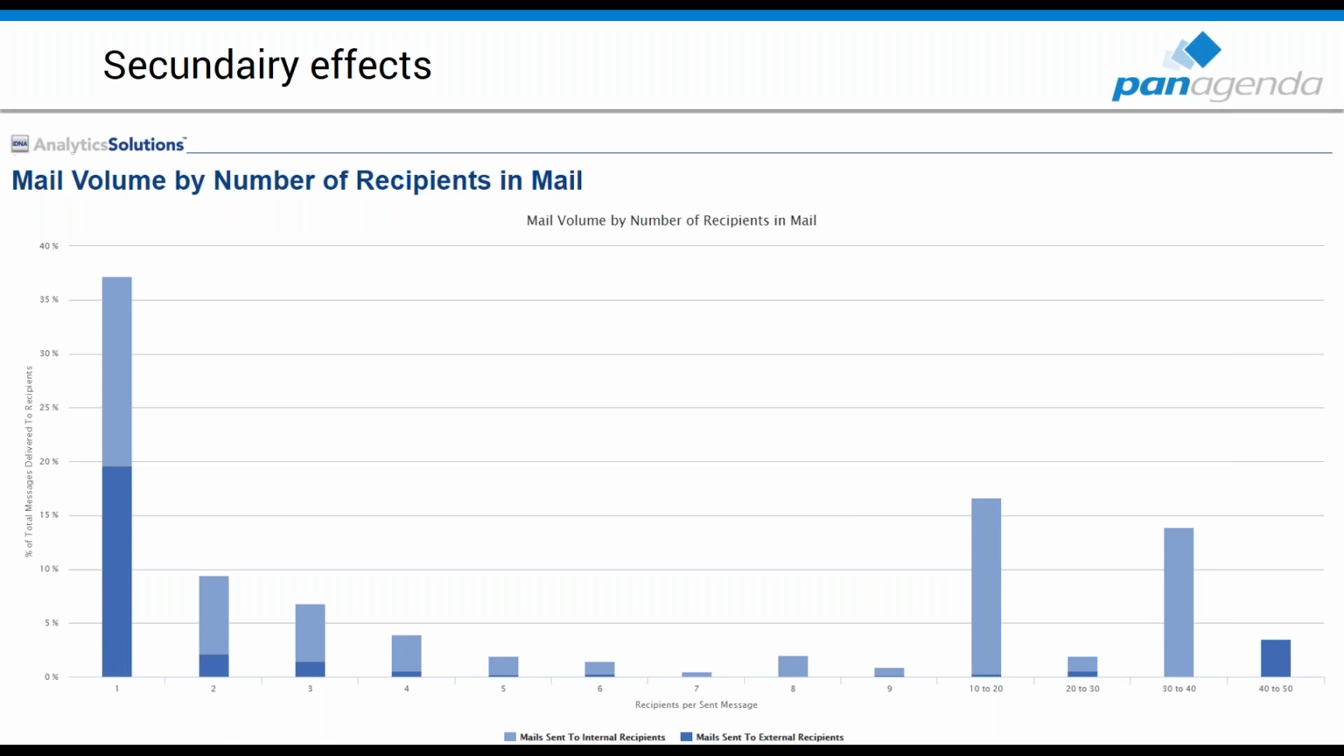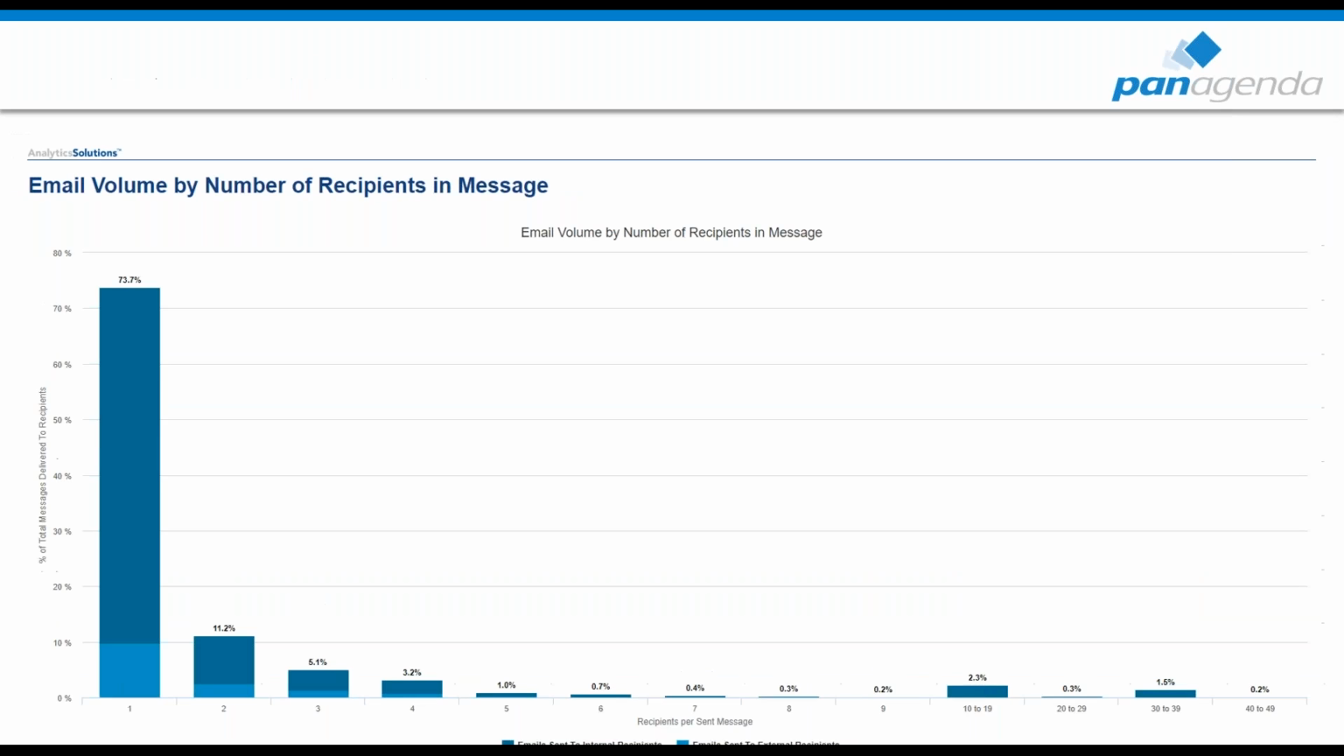As you can see in this graph, about 37% of emails were sent to one person, and about 10% were sent to two persons, so they have two recipients. Then we have these peaks, which show a lot of email traffic going to quite a large group of people, probably a department, or in this case, a bigger department.